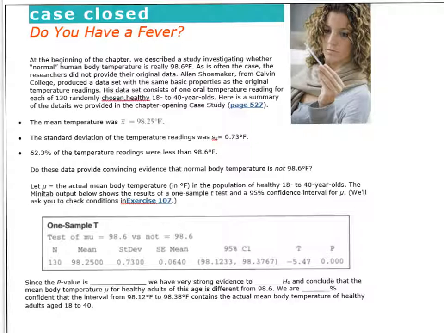If we take a look at this confidence interval that they have constructed, we can tell it's 95%. So we are 95% confident that the interval between these two values contains the actual mean body temperature of our healthy adults.